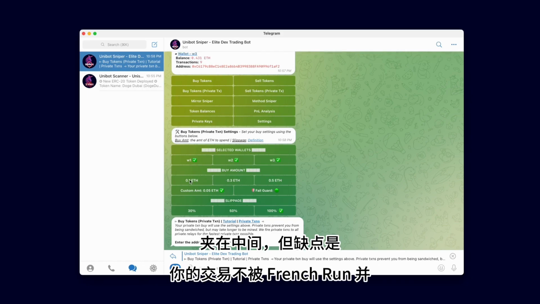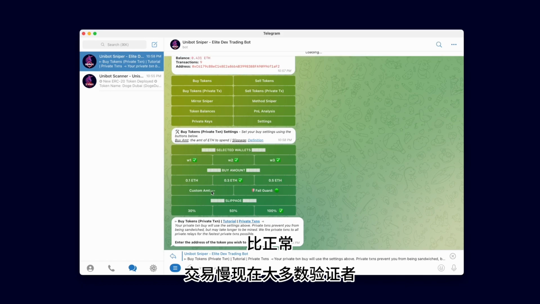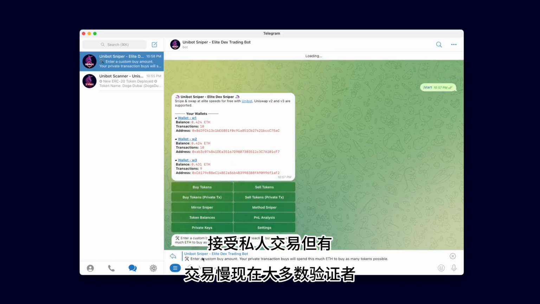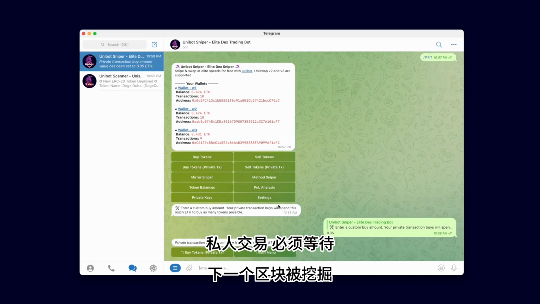The drawback, however, is that there is a chance for your private transaction to be slower than a normal transaction. Most validators these days accept private transactions, but in the chance that a validator does not, a private transaction will have to wait for the next block to be mined.